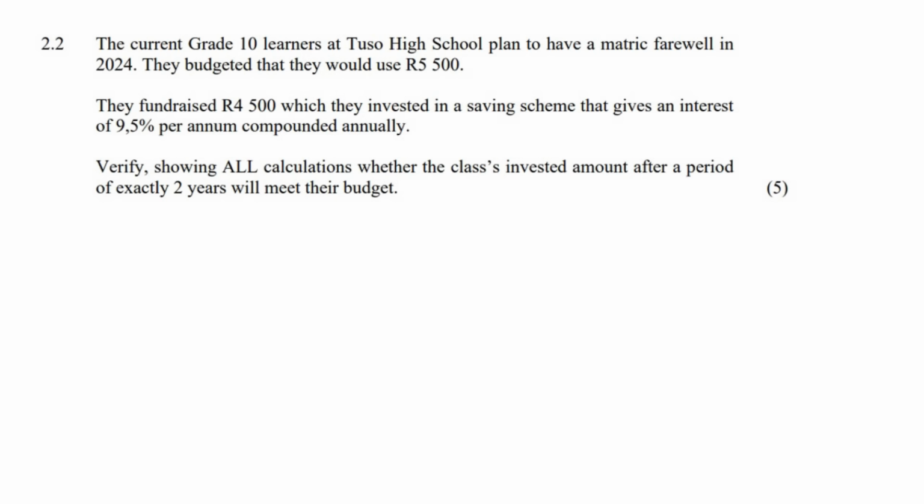The current grade 10 learners at Tuso High School plan to have a matric farewell in 2024. They budgeted that they would use 5,500 Rand. They fundraised 4,500 Rand, which they then invested in a savings scheme that gives an interest rate of 9.5% per annum, compounded annually. Verify whether the class's invested amount will meet their budget. Okay, guys, so you see what they've done is they know, the people at the school, that for their matric farewell, they're going to need 5,500 Rand. They've been able to fundraise 4,500 Rand.